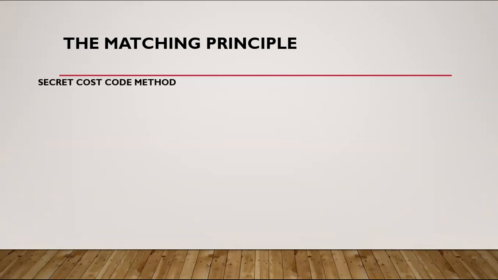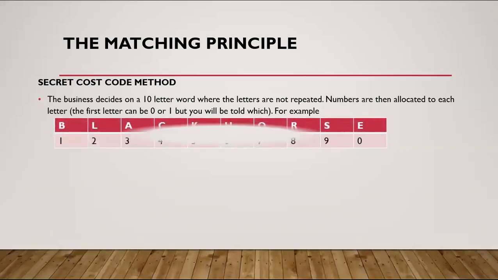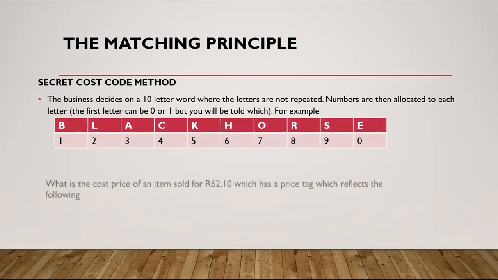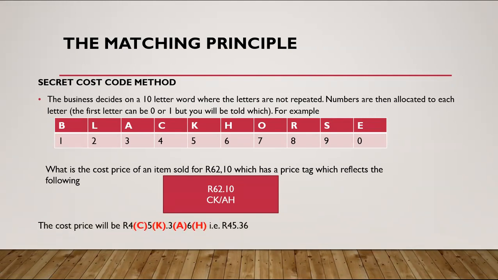We spoke about the secret overhead code where I gave you that, and I specified what that is, and obviously that is the code we use to determine it. Okay, so we have the item which was sold for 62 rand 10 cents. Obviously, if we are given the cost price as CK/AH, C is 4, K is 5, dot, that will be comma 3 because A is 3 and H is 6. That will be 45 rand 36 cents.